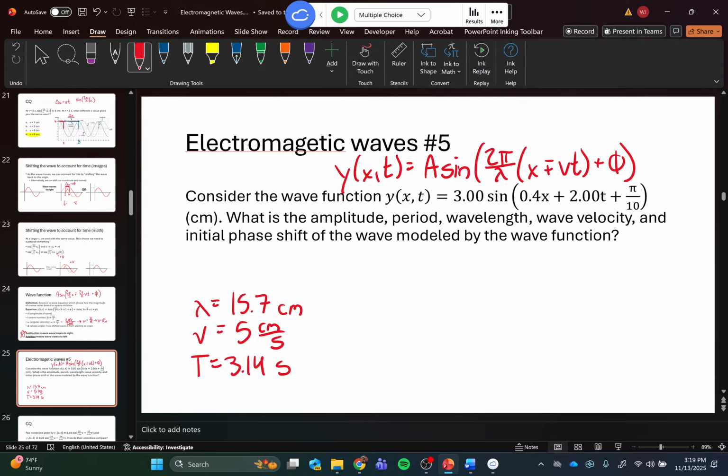Something I recommend: take that 2 pi over lambda and factor it into the parentheses. Make them look like each other. That's going to help you build some relationships. At the end of the day, they mean the exact same thing. So if there's a free response, they do the same thing. If it was multiple choice, whatever the answers are in. But 15.7 centimeters is the exact same thing as 0.157 meters.